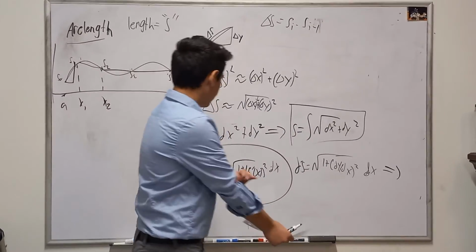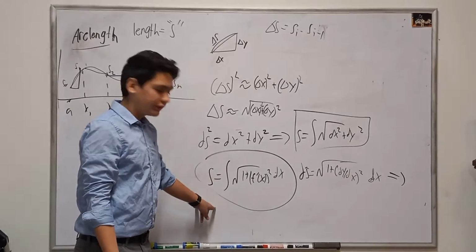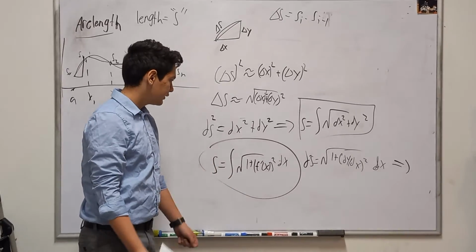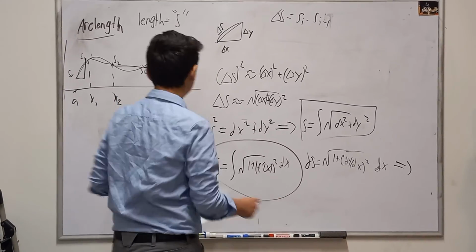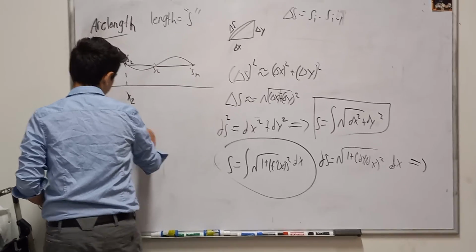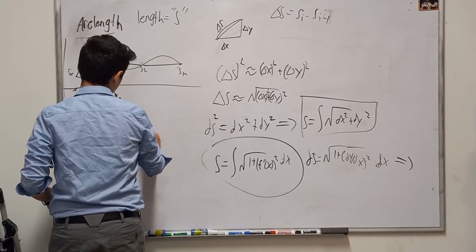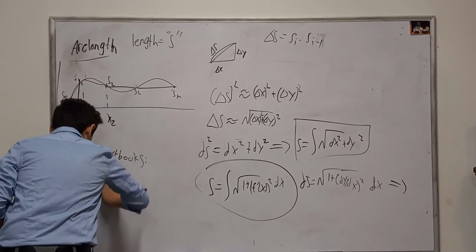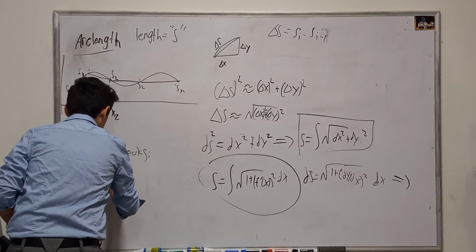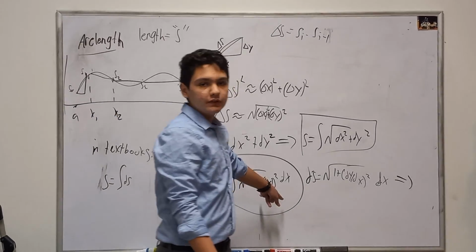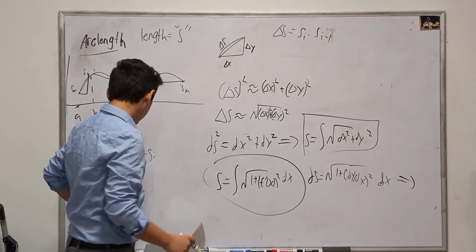This is the notation I like the most. If you're getting used to it, this is probably the best notation. But in textbooks, you'll see the notation s is equal to the integral of ds. So it's pretty much this, but shortened.